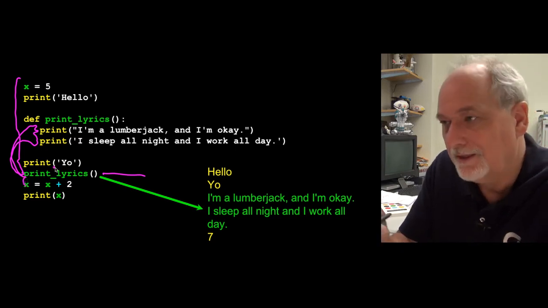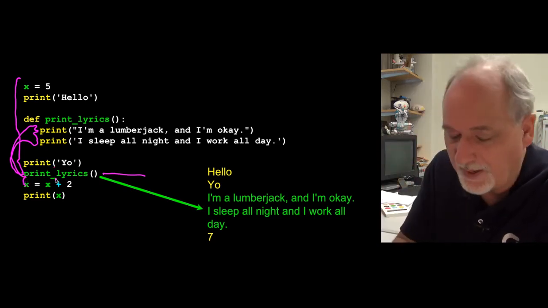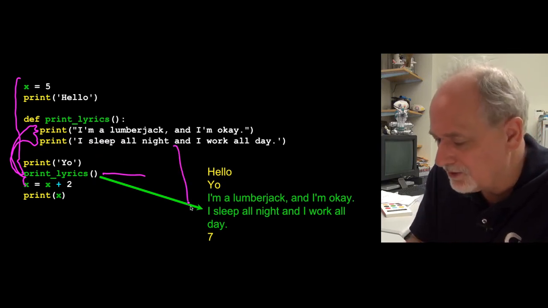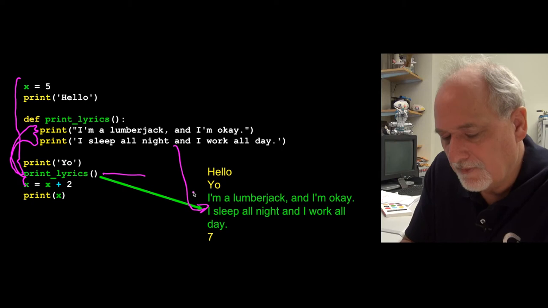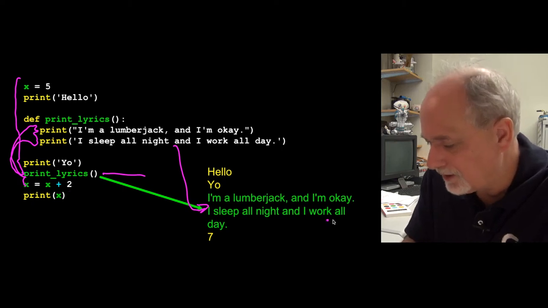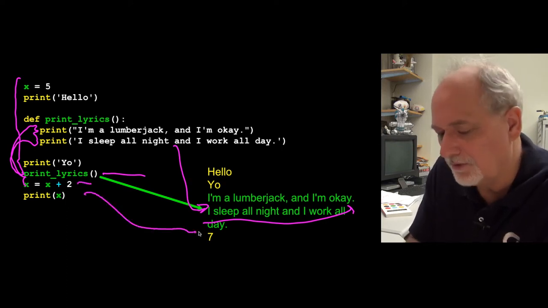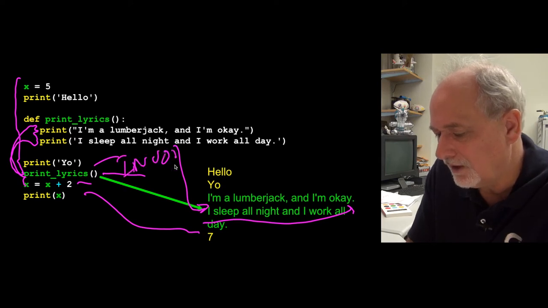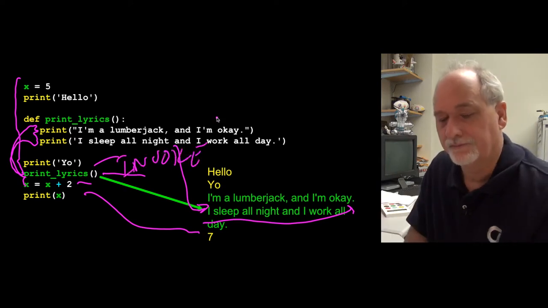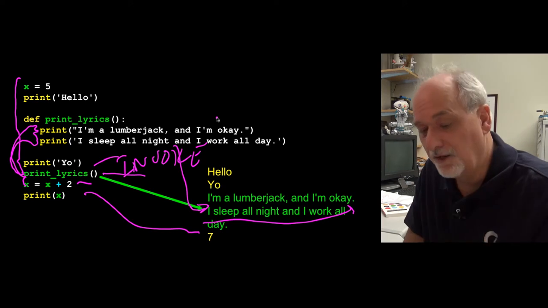So it leaves a breadcrumb of where it's supposed to come back to, and then it runs, and then the print lyrics, of course, produces the 2 lines of output. And then x equals x plus 2, which makes it 7, and then prints out 7. Okay, so this is the invoke or call the function. You defined it, and then later you called it.